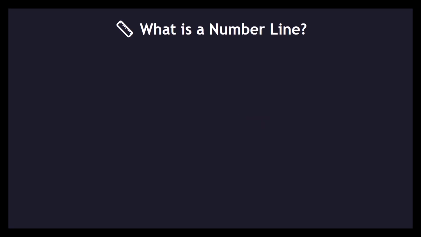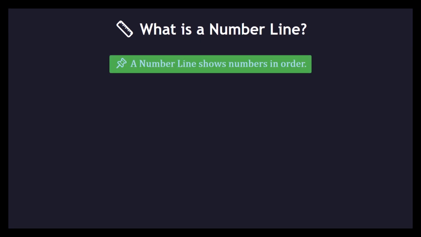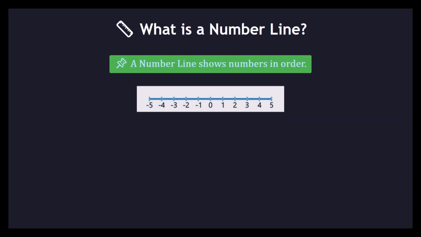Let's begin by understanding what a number line is in math. A number line is a straight line with numbers placed at equal distances. It helps us visualize and compare numbers easily. It usually has 0 in the center, positive numbers on the right, and negative numbers on the left. Here is how we represent -5 to +5 on a number line.